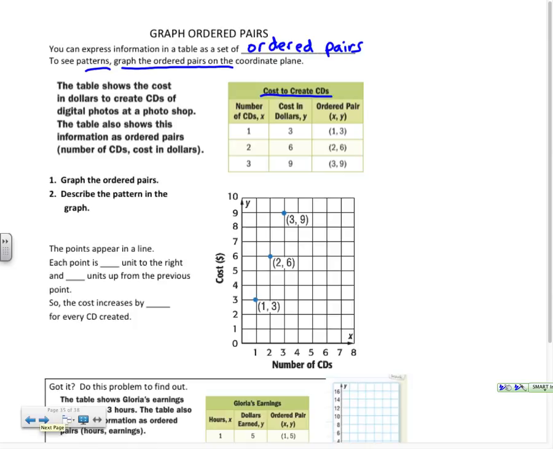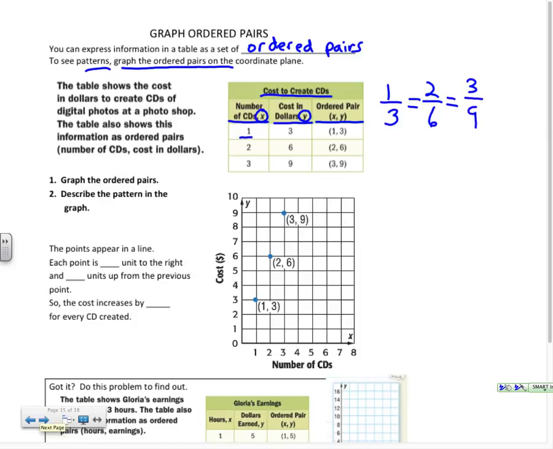We can see that the table shows this information as ordered pairs. So we have the number of CDs in this column, the cost in dollars in this column, and then our final column is ordered pairs. So we're going to label the number of CDs with the X coordinate. We're going to label the cost in dollars as the Y coordinate. Now we are used to looking at these rates going like this. 1 CD to $3 is equivalent to 2 CDs to $6, which is equivalent to 3 CDs to $9.